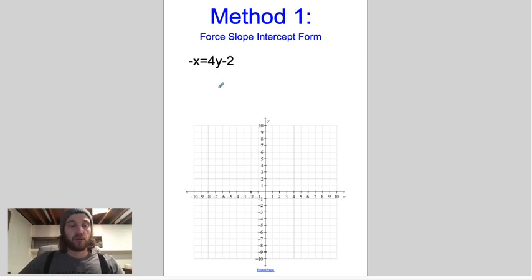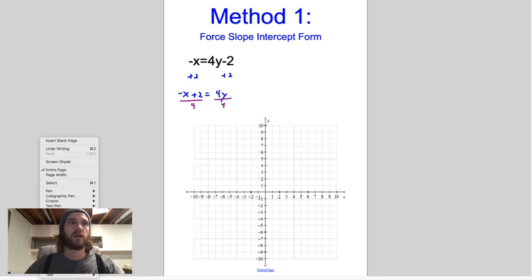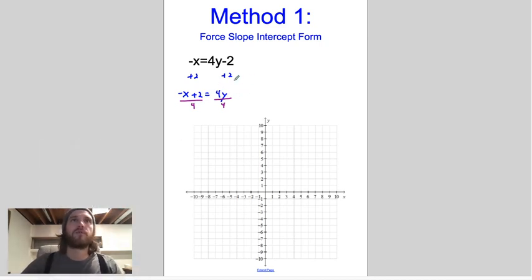All right, you can pause the video and try and graph this one on your own if you'd like. I'm going to just start right now, though. Here we go. First thing we do, I want to get y by itself, so I'm going to add 2 to both sides. And you end up with negative x plus 2 equals 4y. I'm now going to divide both sides by 4 to get y by itself, and 4 divided by 4 is 1, so we just have y over here.